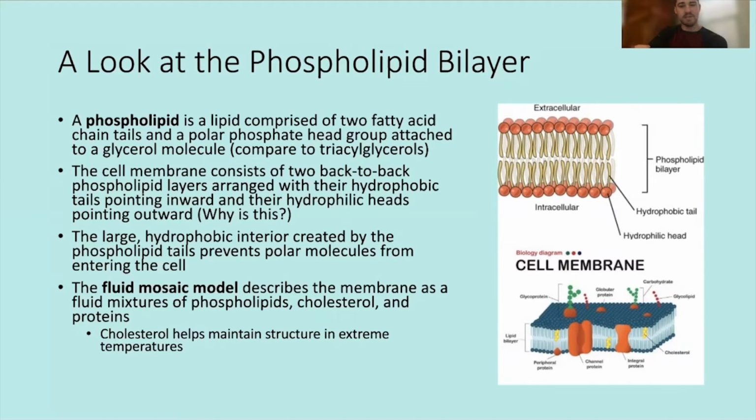So the cell membrane consists of two back-to-back phospholipid layers arranged with their hydrophobic tails pointing inward and their hydrophilic heads pointing outward. Why is this? If you're not sure, it has to do with energetics. Shielding, energetics. The hydrophobic groups are obviously going to congeal and congregate together. And most of the extracellular environment and the intracellular environment is aqueous and charged. So these phosphate head groups are going to be pointing outward.